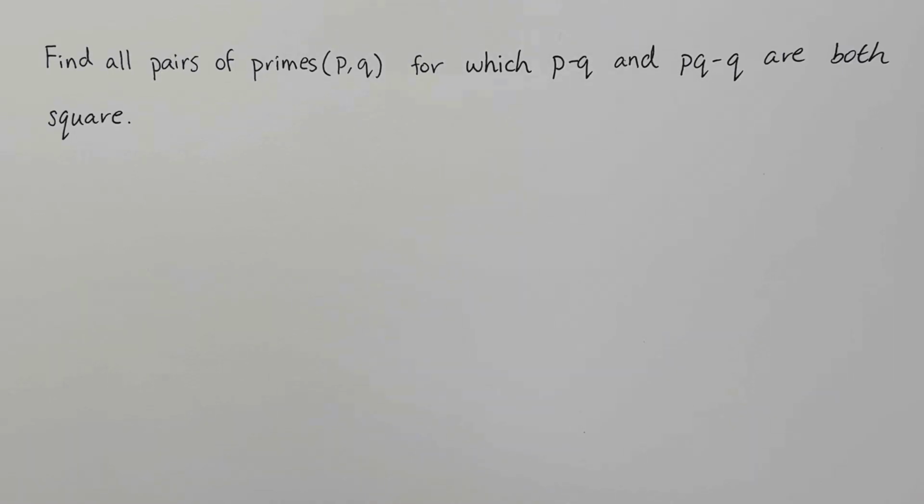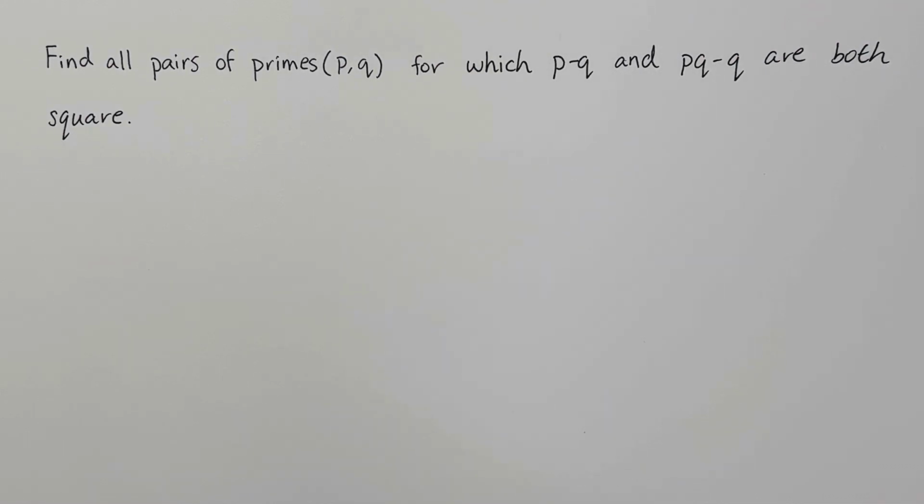Today, we have a fantastic number theory problem that looks simple on the surface, but forces us to use two completely different mathematical toolkits to solve. Here's the challenge. We need to find all pairs of prime numbers P, Q such that two specific conditions are met. P minus Q is a perfect square. PQ minus Q is also a perfect square.